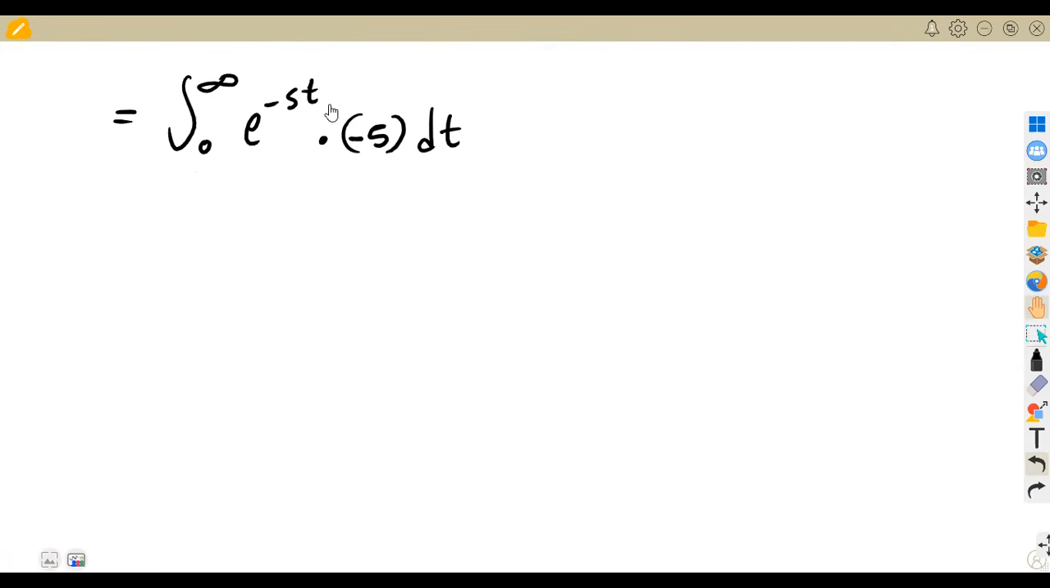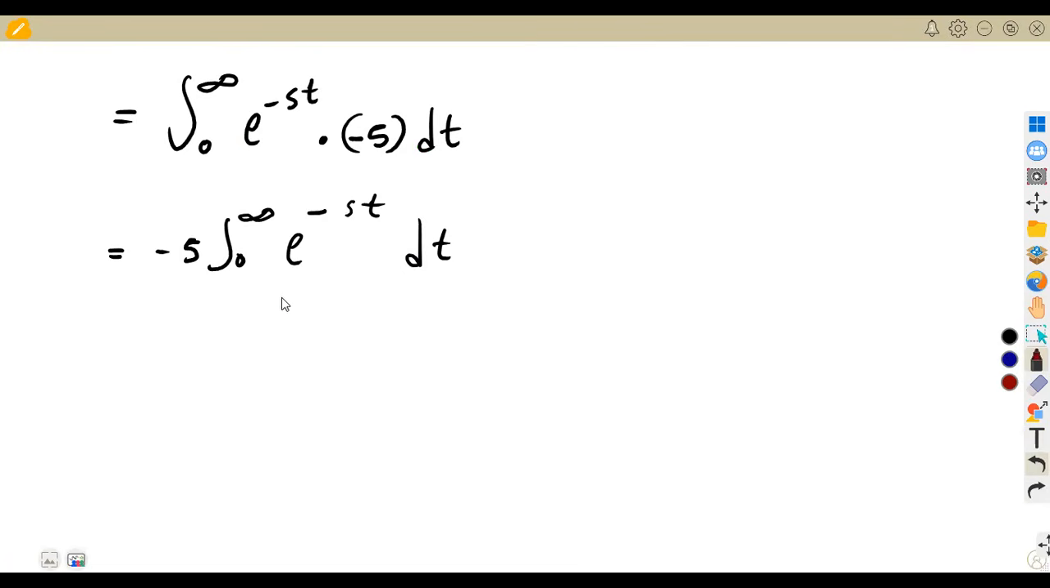Once you have got this, it's now a normal integration that you are simply dealing with here, where we can simply take this 5 out of the integral because it's a constant. So it's minus 5 times the integral of e to the exponent of minus st. All right, remember this is infinity here, that's an infinity there. So it's e to the exponent of minus st with respect to t.